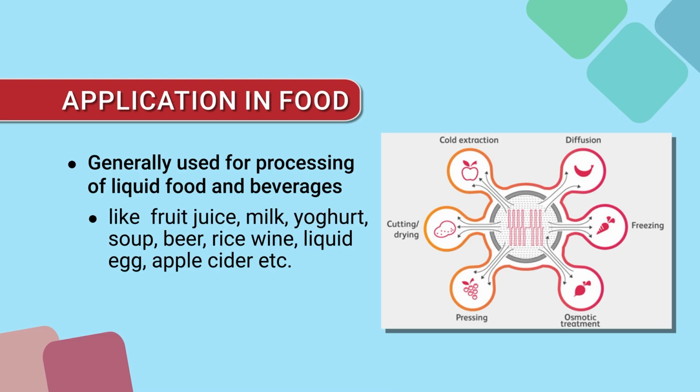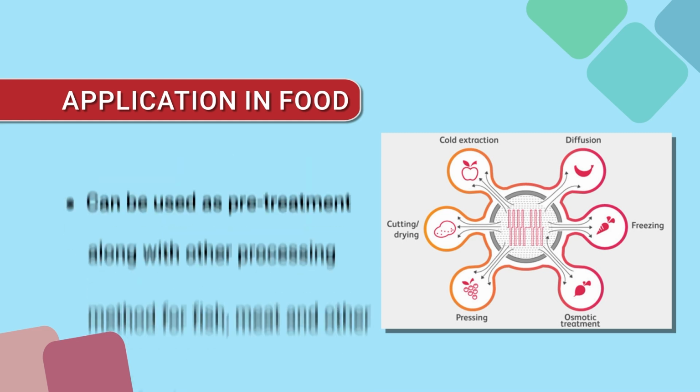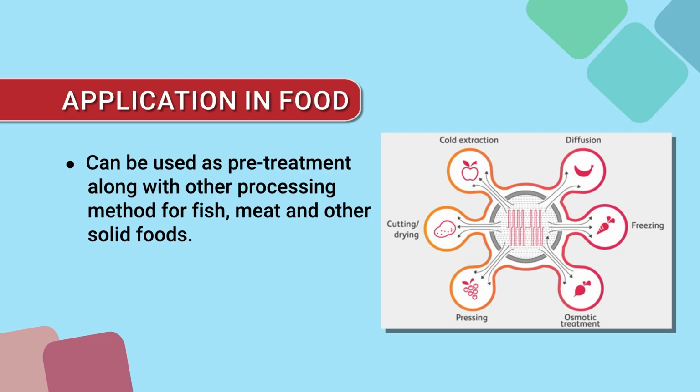So it should be able to flow with. However, the solid material can also be exposed for different purposes. But primarily, if you are targeting preservation or processing, it is mainly suitable for liquid products or beverage kinds of products. However, it can be taken as a pre-treatment for solid material also, like fish or other solid foods. There are different applications which are shown in this figure.